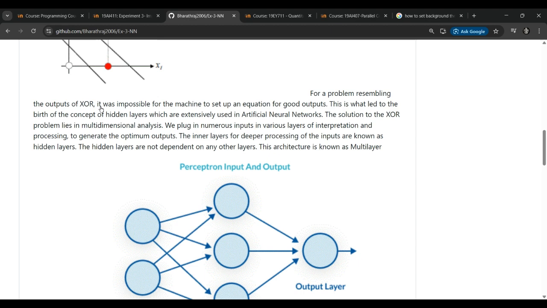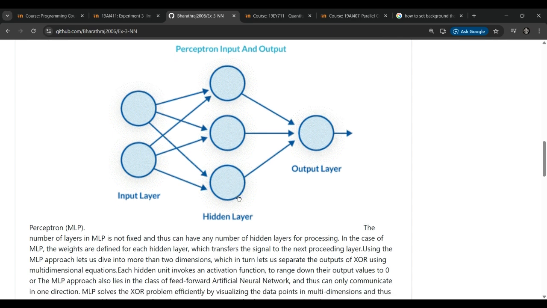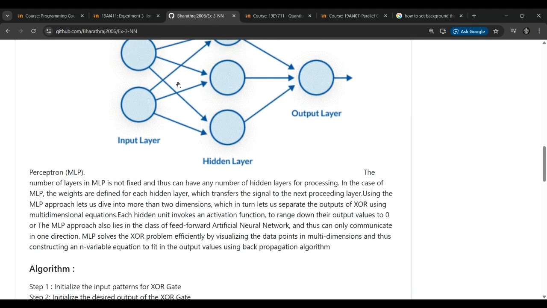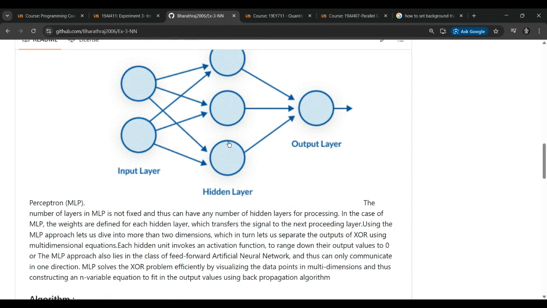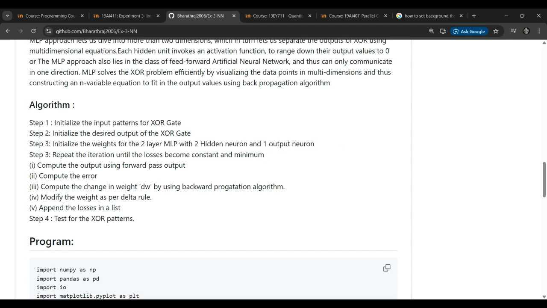We are using hidden layers in the multi-layer perceptron neural network given here. We are using an input layer, hidden layer, and output layer. In a multi-layer perceptron, there is no limit for the hidden layers, so we can take multiple hidden layers. But here we are choosing only two hidden layers with one input layer and one output layer. In the algorithm, they give the design steps, like taking an input pattern for the XOR gate and deciding the output for the XOR gate. I previously explained that they are taking two hidden neurons and one output neuron.